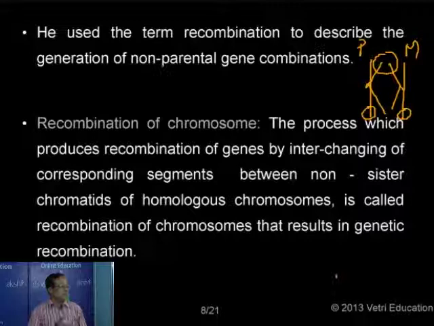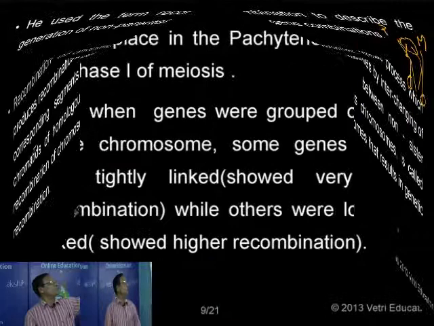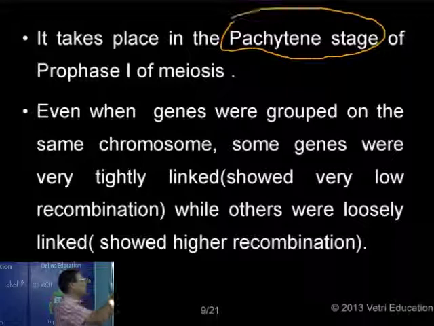Normally we can calculate the recombination frequency based on the number of recombinants produced from the total number of individuals formed in F2. The process which produces recombination of genes is the interchange of corresponding segments between non-sister chromatids of homologous chromosomes, and that process resulted in genetic recombination. I mentioned it all takes place in the pachytene stage of prophase 1 of meiosis.